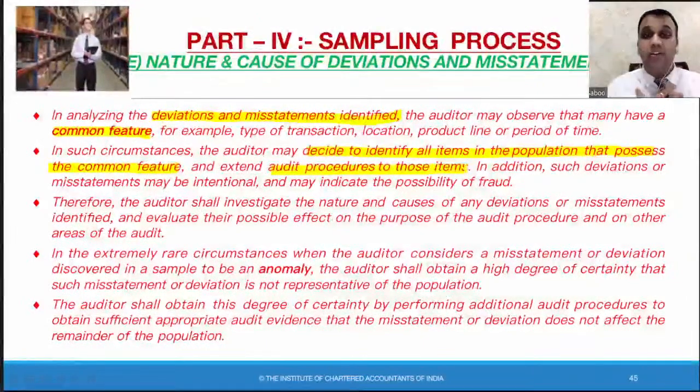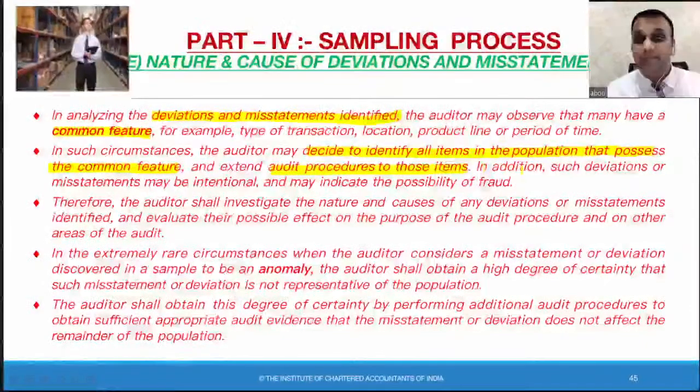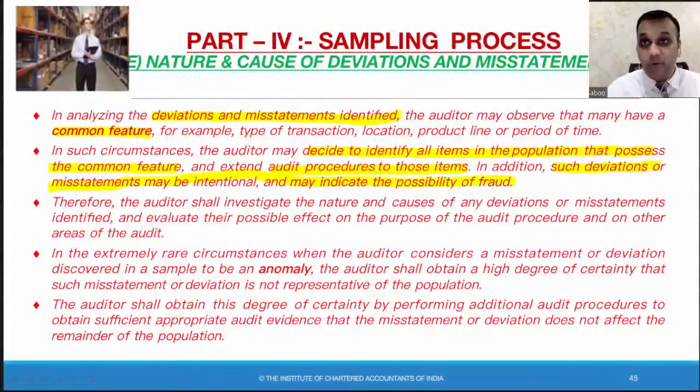So in such circumstances, I as an auditor may decide to check every sales invoice and every sales entry, sales ledger of branch A. Because I can smell something fishy, and these misstatements could be intentional and they may indicate the possibility of fraud. So the auditor has to investigate the nature and cause of any deviations or misstatements identified in the sample and evaluate how they would affect the audit, and if they can affect other areas of the audit as well, and he needs to go beyond the sample and check extensively the whole population with respect to that particular common feature.